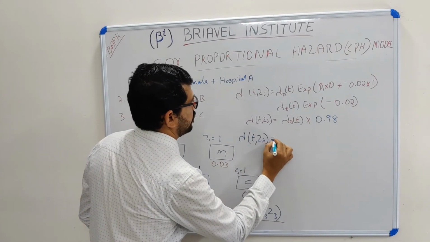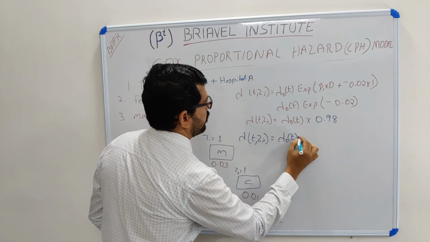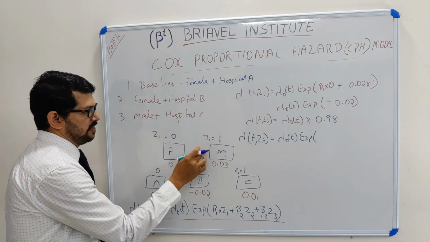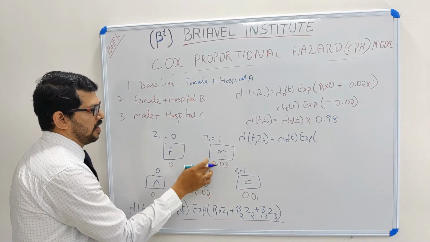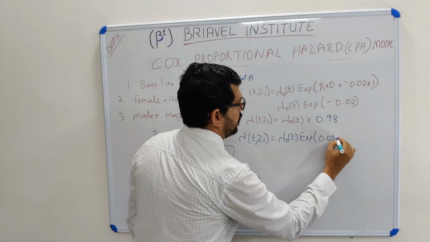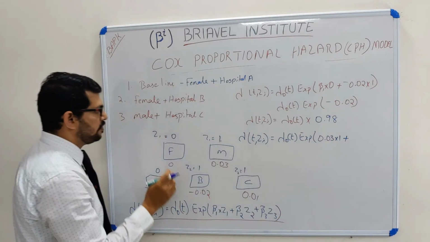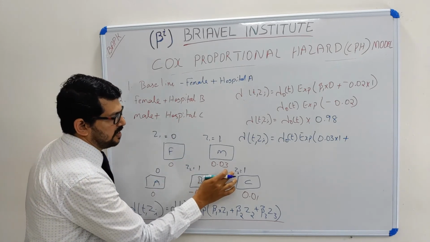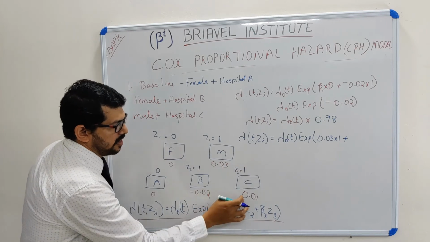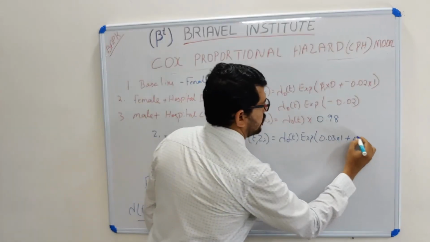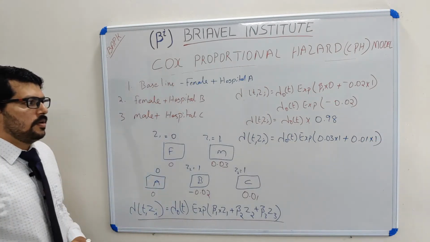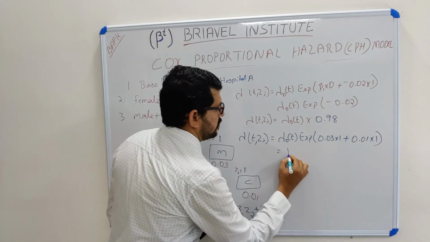lambda t zi is equal to lambda 0 t exponential, where Z1 is equal to 1, which is male, and the regression value is 0.03. So 0.03 into 1, plus hospital C, which is Z3. So we have to take this term. Z3 is equal to 1, the regression value is 0.01, so 0.01 into 1.